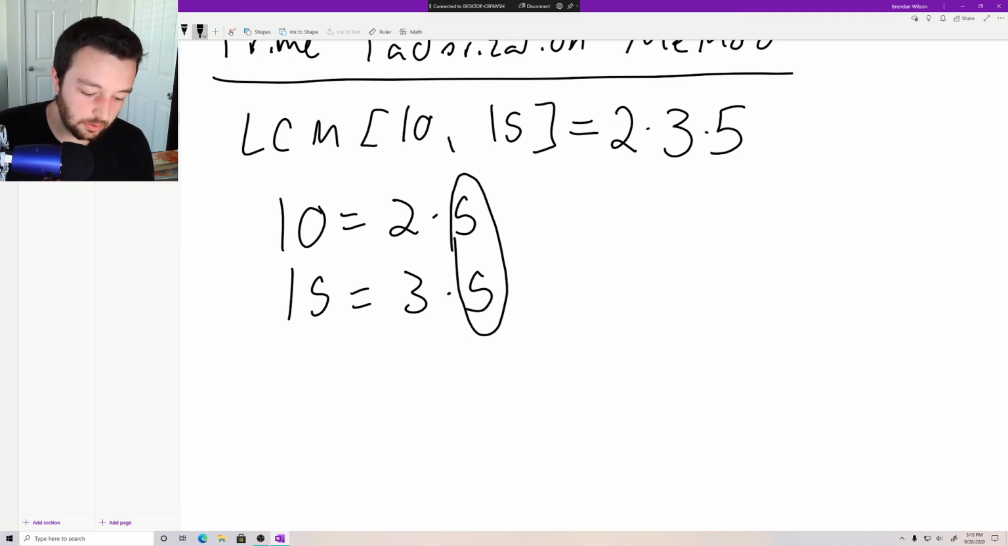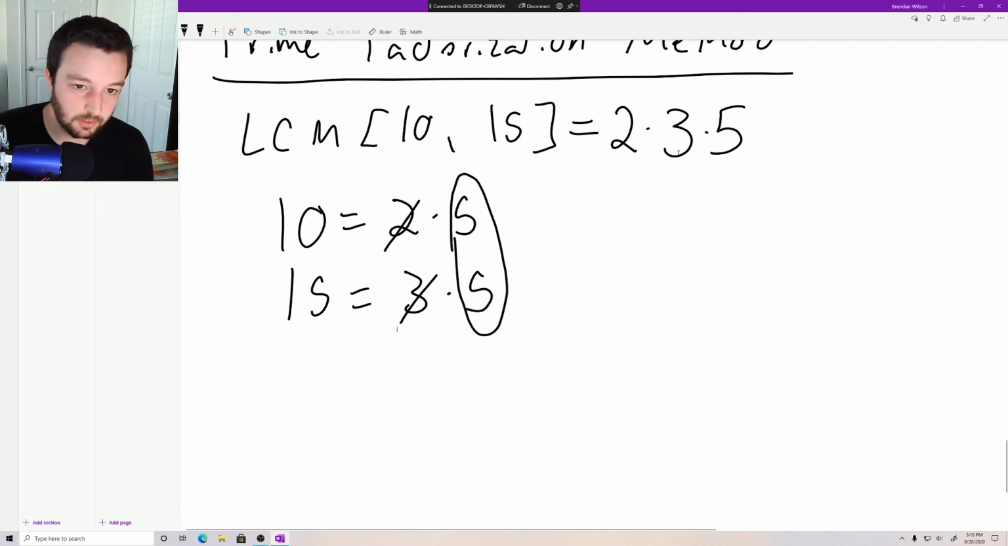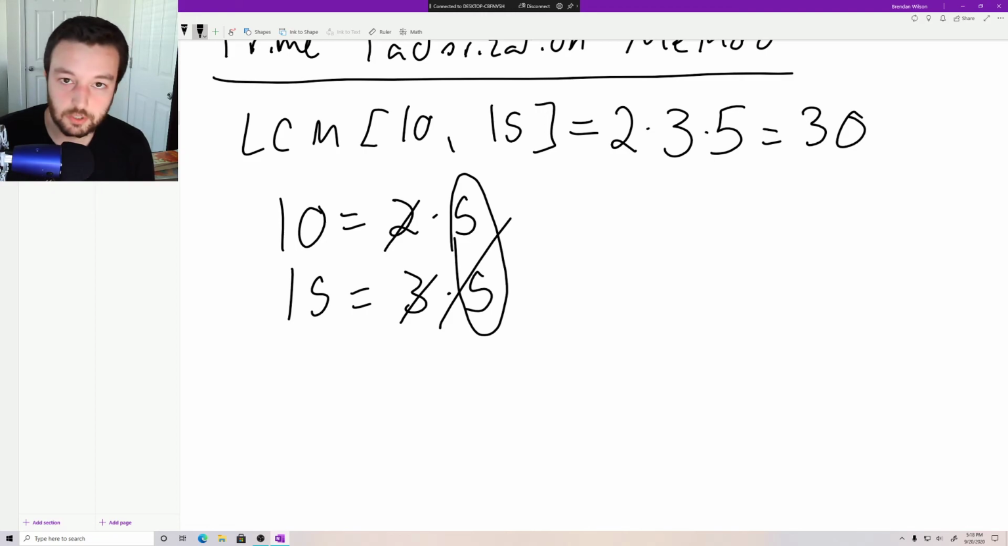Okay. So there's a 2 here, so we brought it over. There's a 3, which we brought over. And then 5, they have that in common, so we only need to bring it over once, even though both of them have it. Okay. And then this product will give us our least common multiple, which is 30.